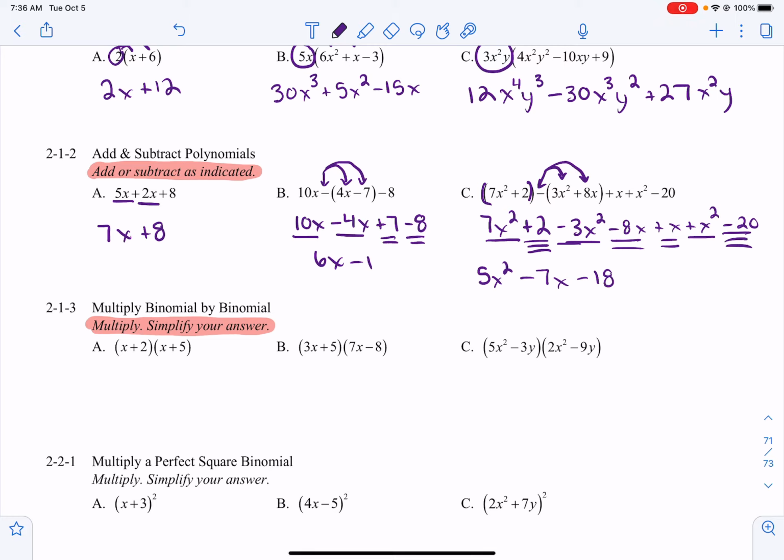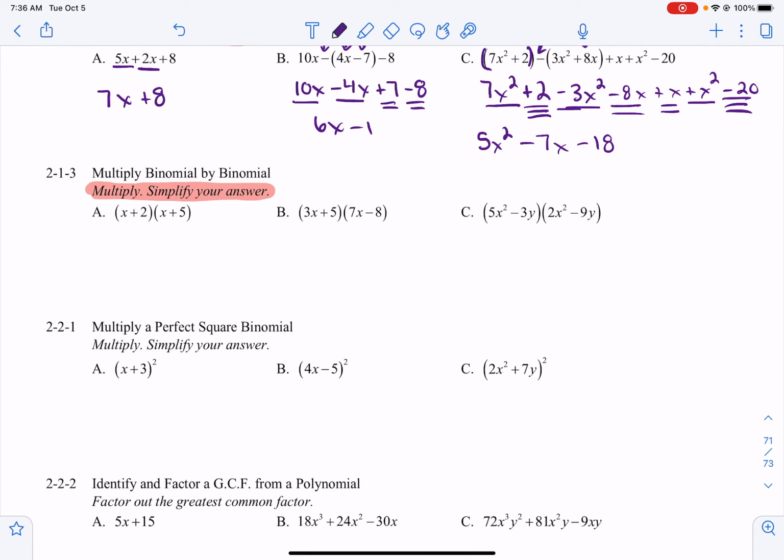And I don't think I missed anything. I hope I didn't miss anything. All right, section 3, multiply.